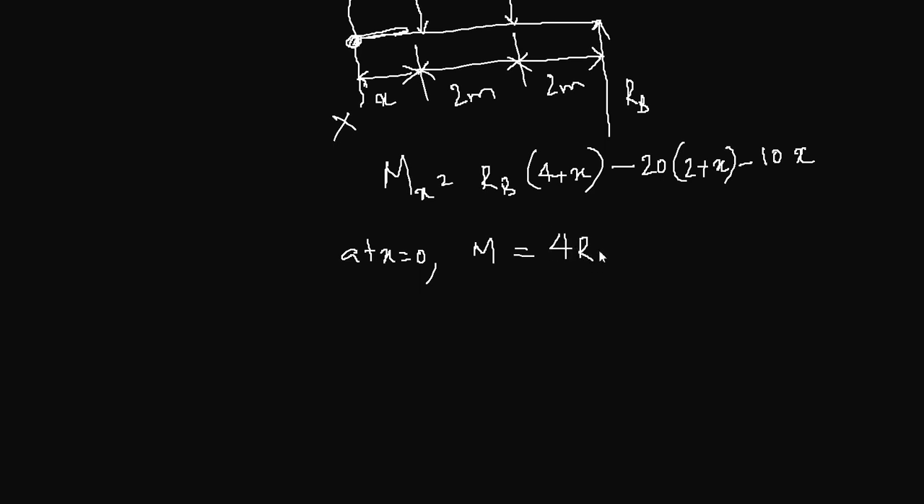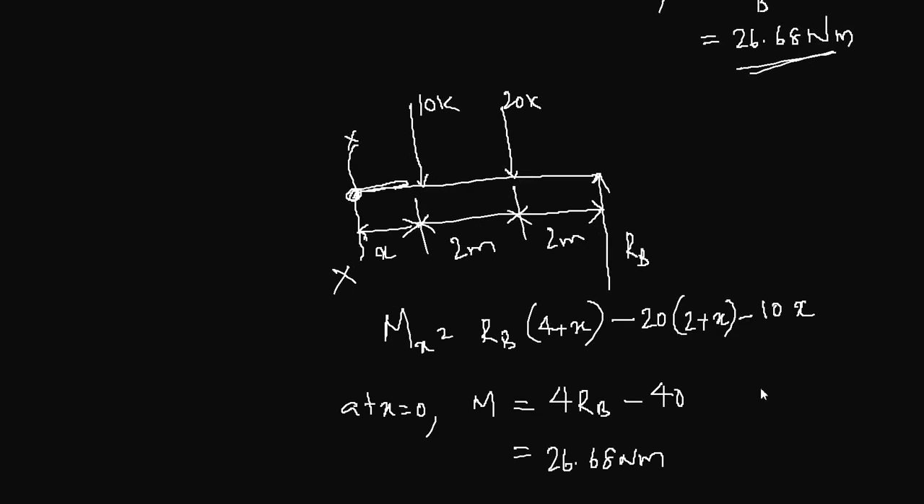4RB minus 40. By 40, x tends to 0, so 2 times 20, that is 40, and x tends to 0, so 4RB. That will be 4 times 16.67 minus 40, which is 26.68 kilonewton meter, and you can see that is the same as this value here.